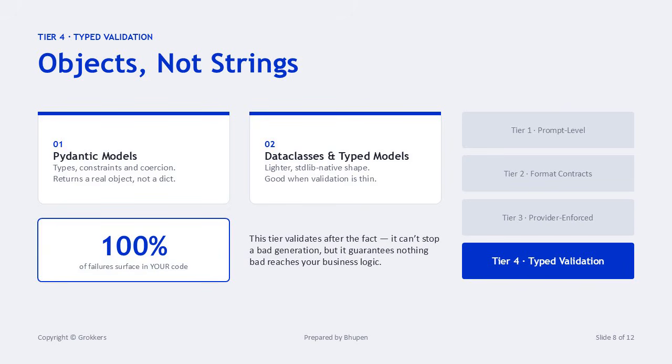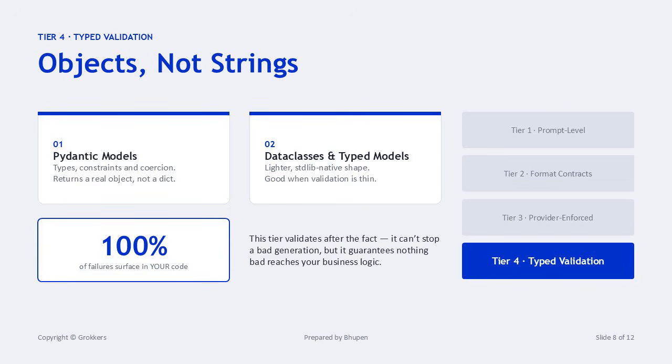You define a model with real Python types, add constraints and defaults, and what comes back isn't a dictionary you have to keep checking. It's an instantiated object with fields your editor can autocomplete and your tests can rely on. Coercion handles the small mismatches, and anything genuinely wrong raises immediately.